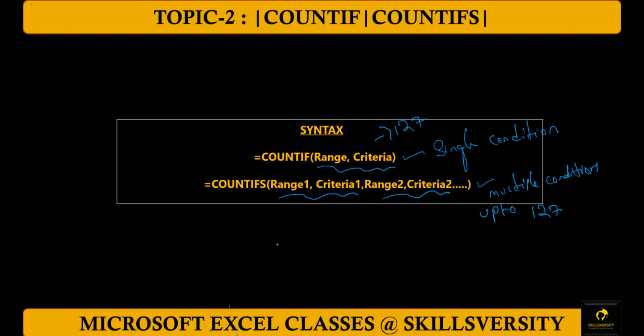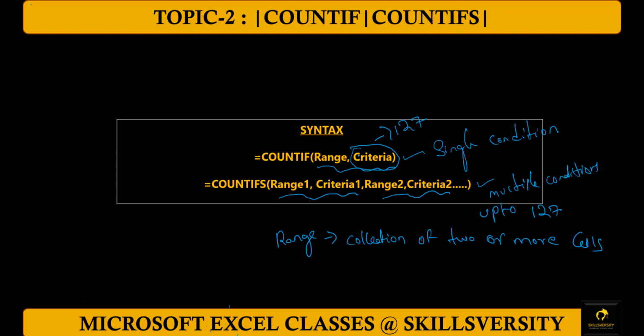It is asking two arguments. First one is range. Range is nothing but a collection of two or more cells in Excel. If you select two or more cells, it is a range, A1 to A10, B1 to B10. These are ranges. And another one is criteria.